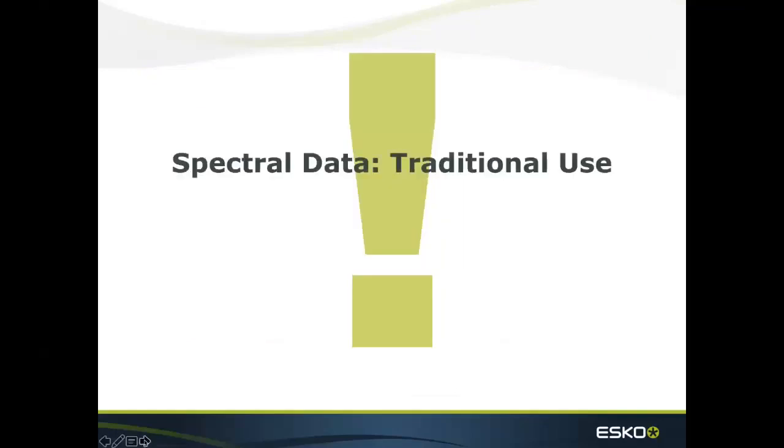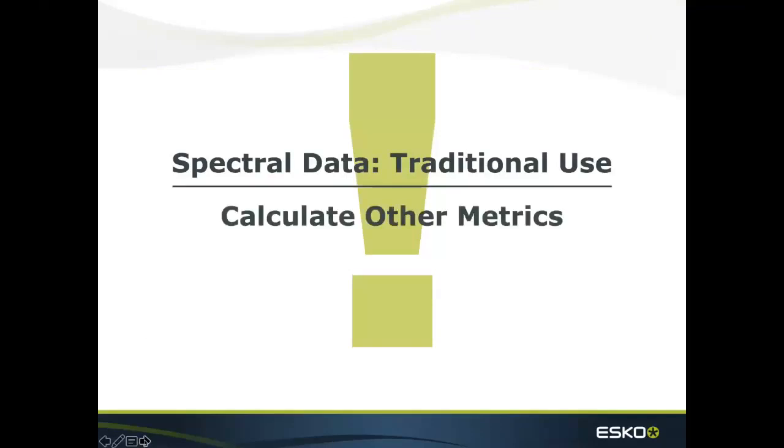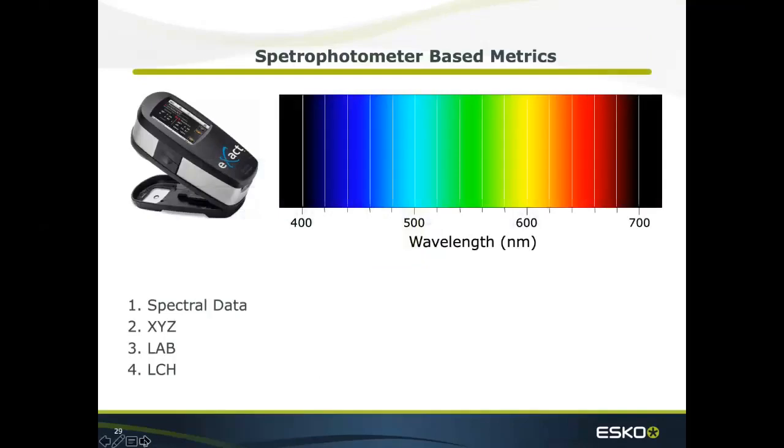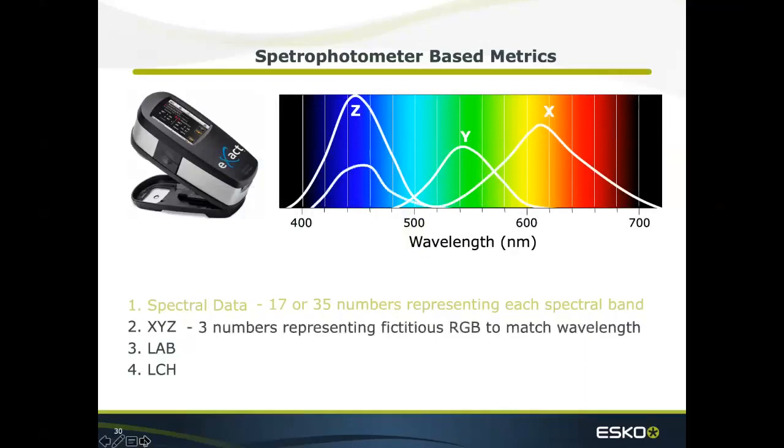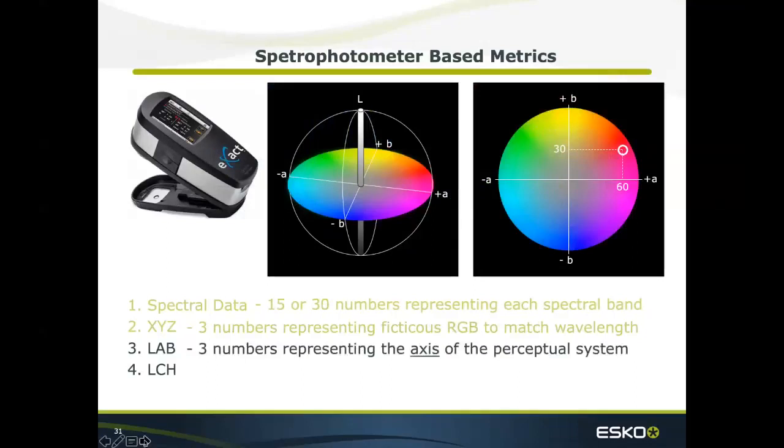The traditional use for spectral data was really for geeks and engineers, because spectral data is used to calculate all the other metrics. Today, every density measurement you see came from a measurement of spectral data using some math to convert it. We'll start with the spectral data, and from spectral data we're going to convert to something called XYZ. Now, this is not even used anymore for any practical purposes. XYZ is used to calculate other metrics, and the two common metrics that XYZ is used to calculate are LAB and LCH.